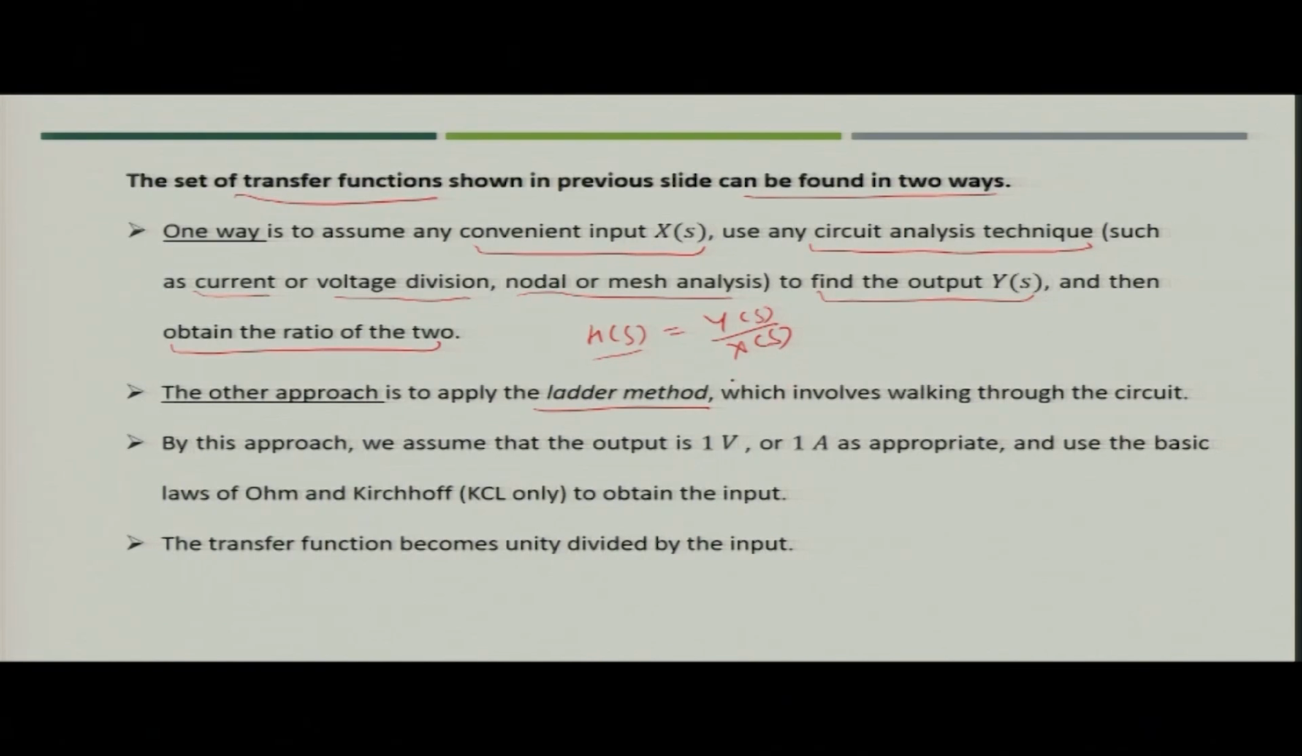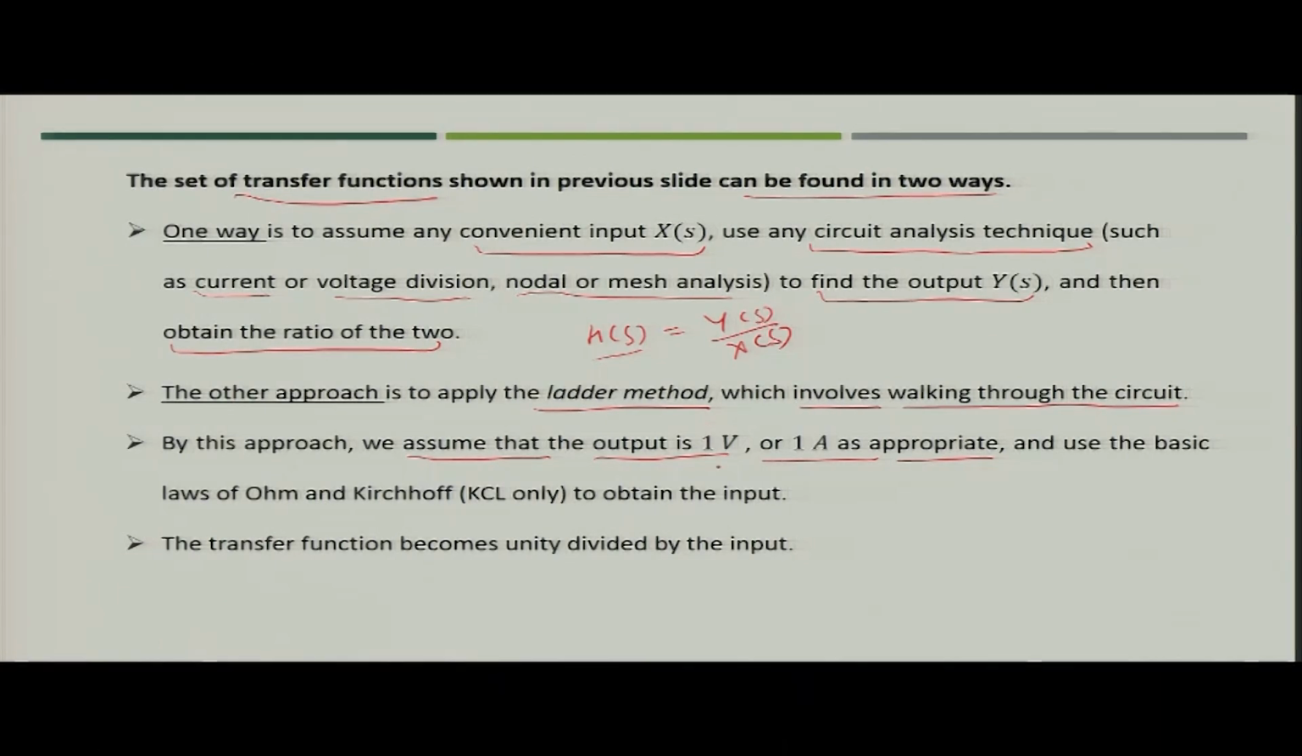Now, another approach which you can follow is called the ladder method. So, what does the ladder method mean? Basically, it involves walking through the circuit. In this approach, we assume that the output is 1 volt or maybe 1 ampere, as appropriate. The difference between the first approach and the second approach is that in the first approach we assume the input is known, maybe a unit step or something like that. But in the ladder method, we first assume the output.